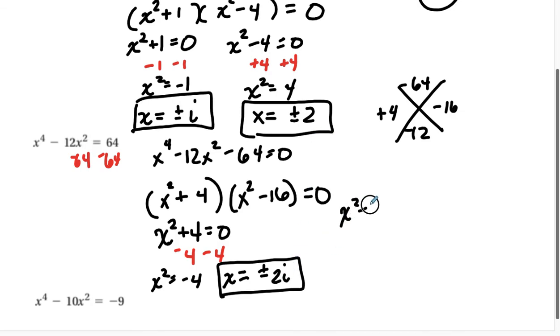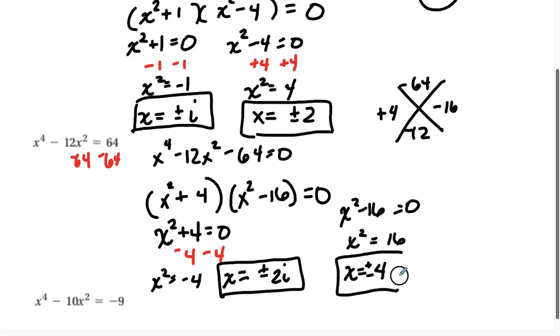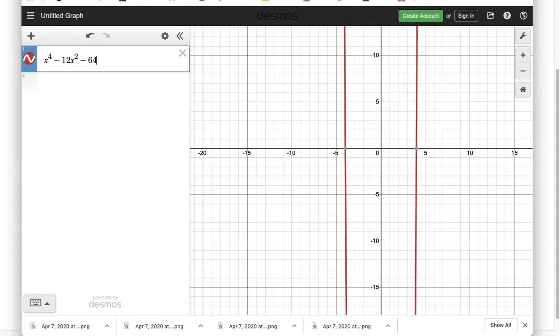Okay, so the second factor is x squared minus 16 equals 0. So this is going to give me two solutions because I add 16 to both sides. And now x is equal to positive or negative 4. So in theory, it should cross the x-axis at negative 4 and positive 4. So let's go check it out. All right, so here it is, the graph, negative 4 and positive 4. We check out the end behavior, checks out because it's even. And it's also a positive leading coefficient, okay?